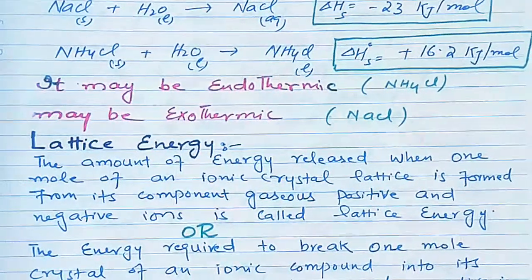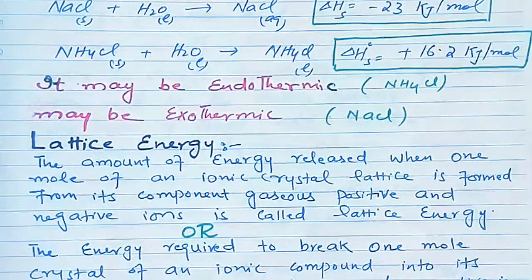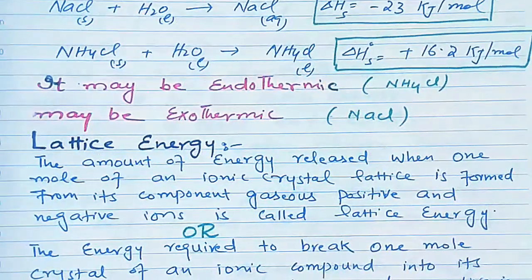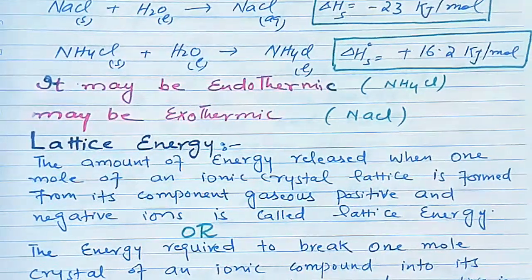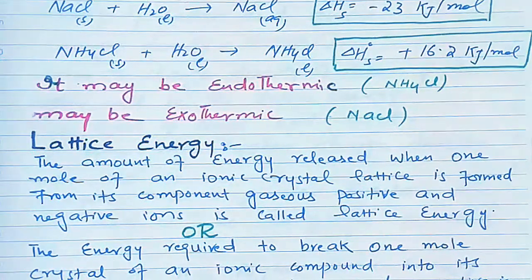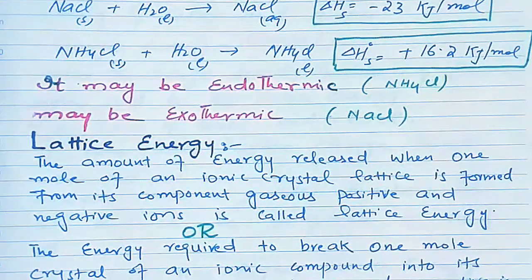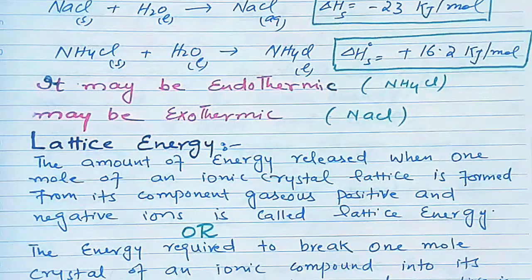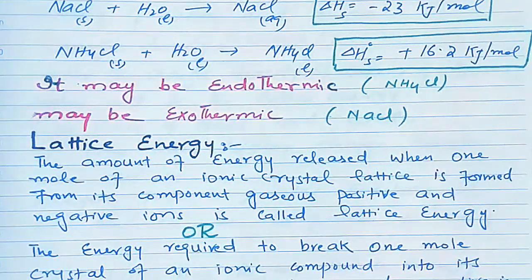Dear students, we were discussing some definitions in thermochemistry. Today we will discuss lattice energy. So remember that lattice energy is used for ionic compounds.